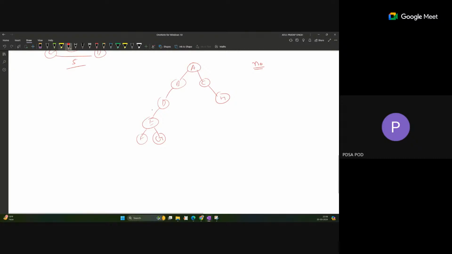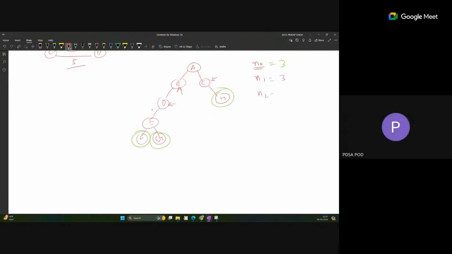So you can see this F, G, and H. These are the leaf nodes. There's no child of these nodes. So we can say that we have 3 nodes with 0 child. Now N1. N1 is the number of nodes which have 1 child only. So you can see this D, and B and C all contain only 1 child. Correct? So this is 3.